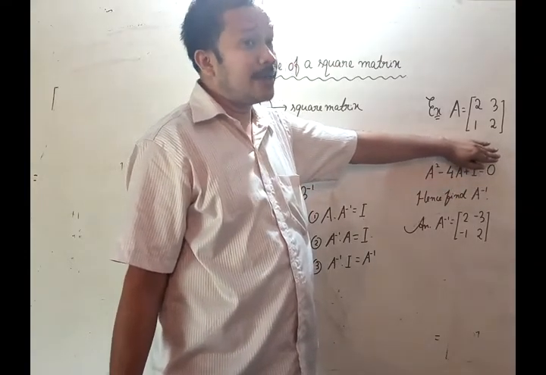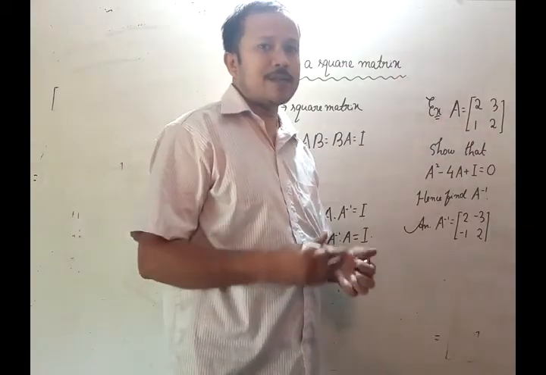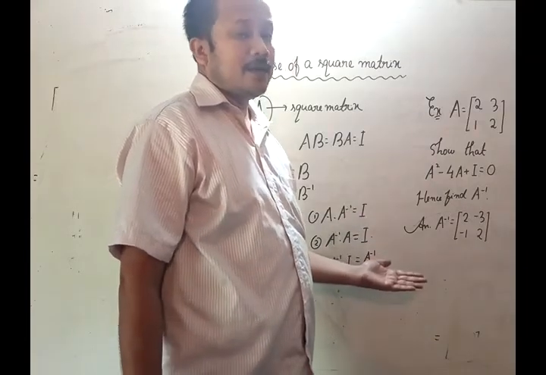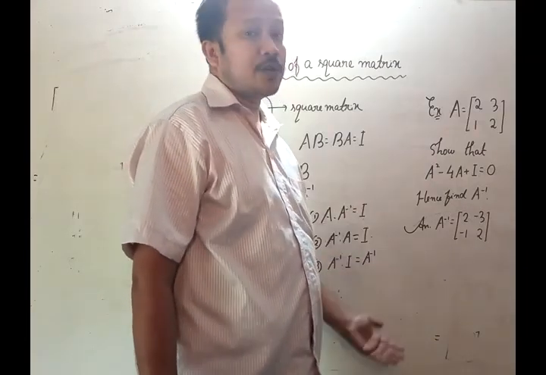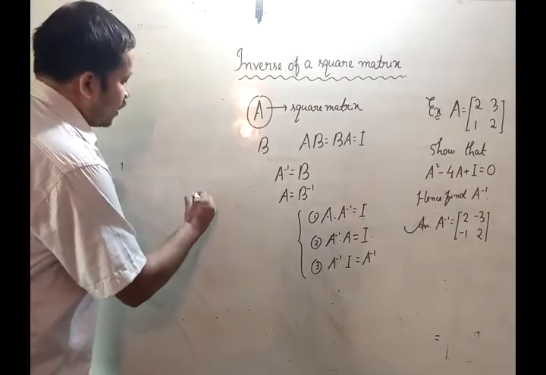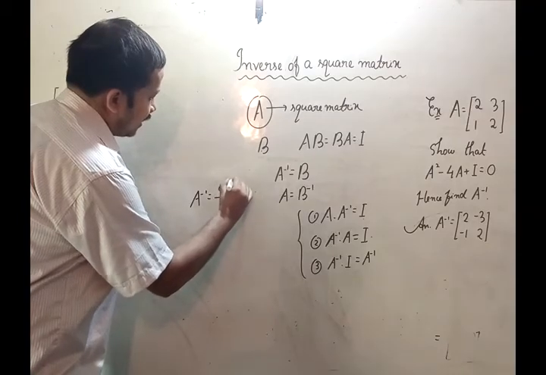There are two methods of calculating A inverse. One is elementary transformation and the other is the matrix inverse method by using determinant: A inverse equal to adjoint A divided by determinant A. Adjoint A divided by determinant A.